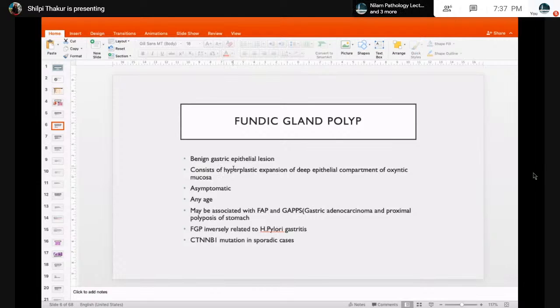Fundic gland polyp is a benign gastric epithelial lesion which consists of hyperplastic expansion of the deep epithelial compartment of the oxyntic mucosa. They are usually asymptomatic and can occur at any age. They may be associated with syndromes such as familial adenomatous polyposis or GAPPS, which is gastric adenocarcinoma and proximal polyposis of the stomach. An interesting thing is that it is inversely related to H. pylori gastritis. And in most of the sporadic cases, we have a beta-catenin mutation.